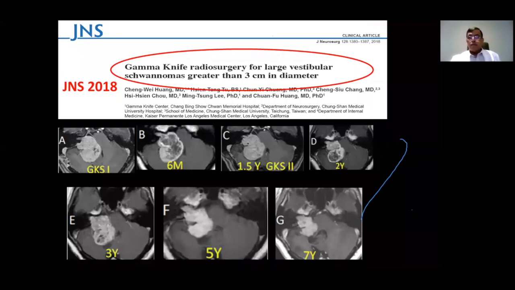This paper from China, JNS 2018, look at this. How would one give radiation to this tumor? I have no idea. I wish somebody would actually tell me who in his own mind would give this volume of a tumor causing this severe compression of the brainstem any kind of radiation, be it conventional radiotherapy or fractionated radiosurgery or whatever. And look at the follow-up: 6 months, the same, 1.5 years, 2 years, 3 years, 5 years, and 7 years. For goodness sake.